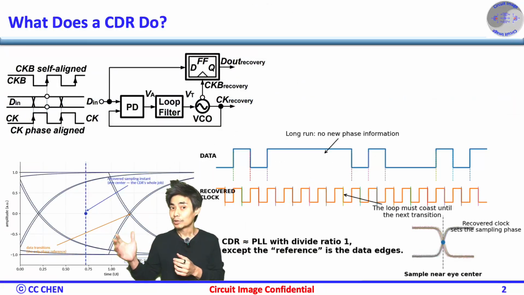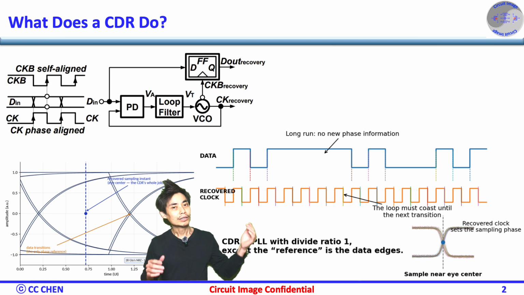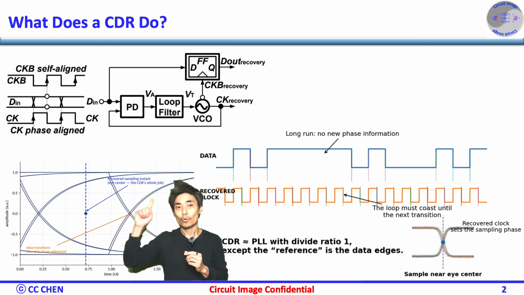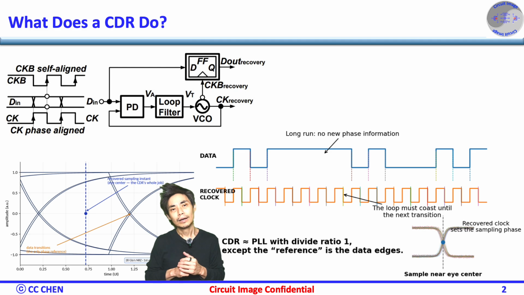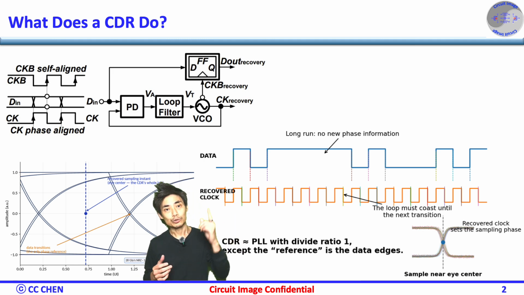A clock and data recovery circuit, or CDR, recovers the sampling clock from the incoming data. You can think of it as a PLL with a divide ratio of 1. However, there's one important difference. In a normal PLL, the reference clock usually has an edge every cycle. In a CDR, the reference information comes from the data transition.